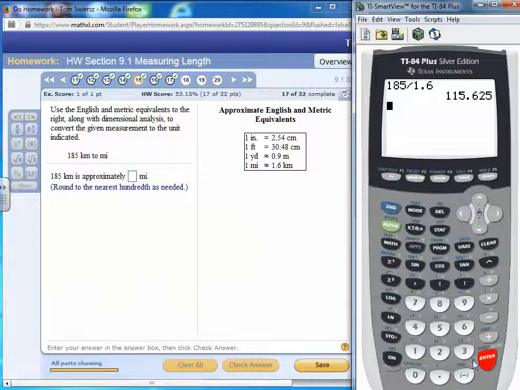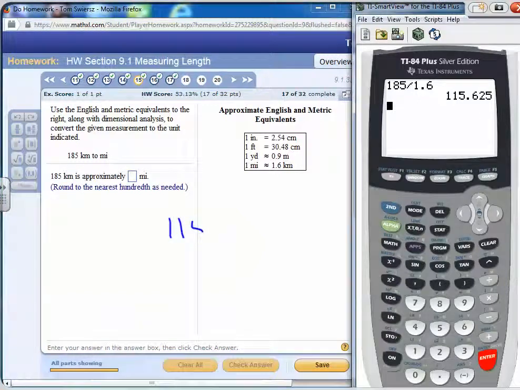And we get 115.625. All right, rounded to the nearest hundredth, 2 decimal places. The 5 is in the third decimal, so we add 1 to the 2 and get 115.63 rounded to the nearest hundredth.